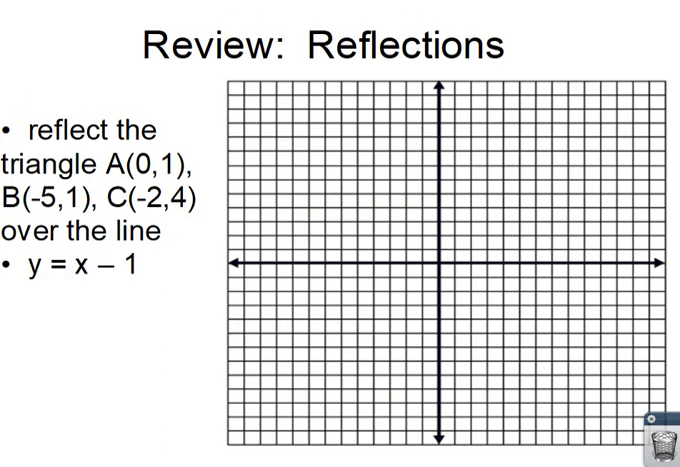Alright, let's review a reflection. This is one that we haven't done yet, and it's kind of crazy. We're going to take the triangle. There's A, and then B is at -5, 1. And then C is at -2, 4. There's my triangle.